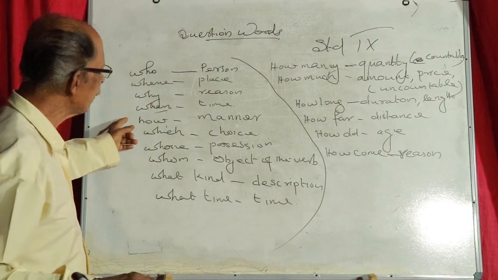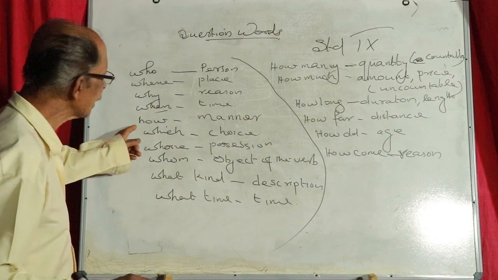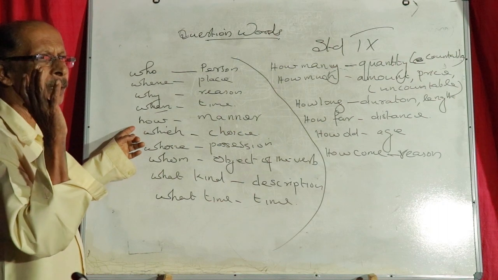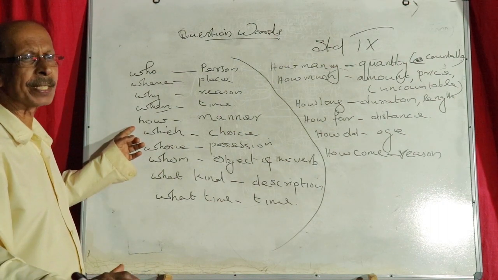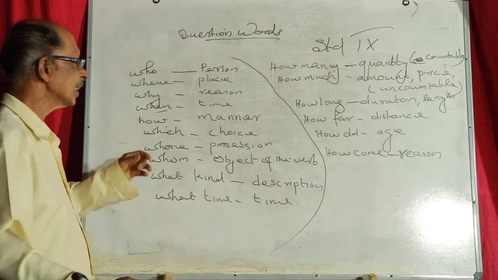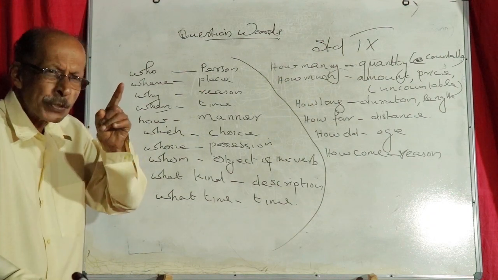And when? It shows a time. And how, manner. How did you find out? How did you find the problem? How did you solve the problem? Manner. Which, choice. Which is your book? Which is your pencil?